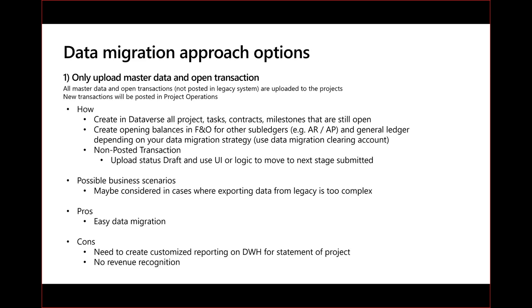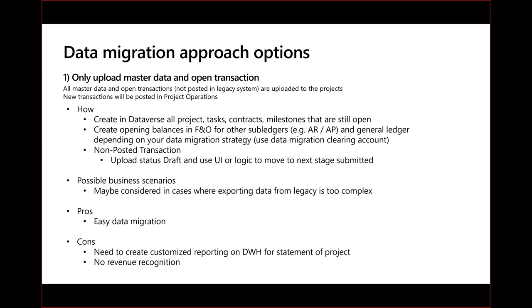And typically those opening balances, you would be uploading them using a data migration clearing account. As a last step, we're just going to upload all non-posted transactions. So if we already had some time records which were submitted and approved, we're going to upload them first in status draft. And then either we're going to use the user interface for bringing them into the status approved, or we're going to use some logic that we can write for moving them into the next stage.